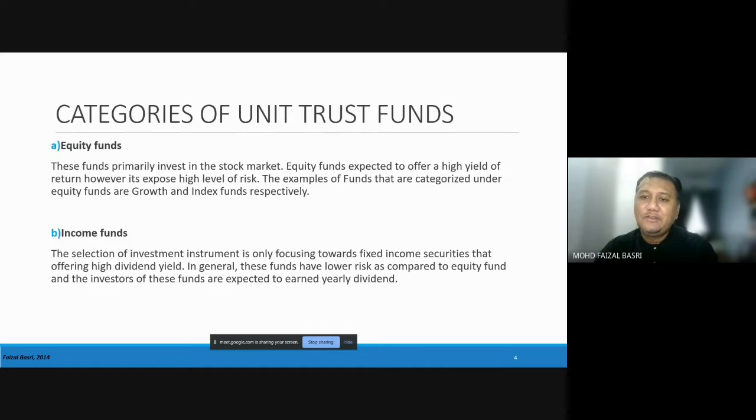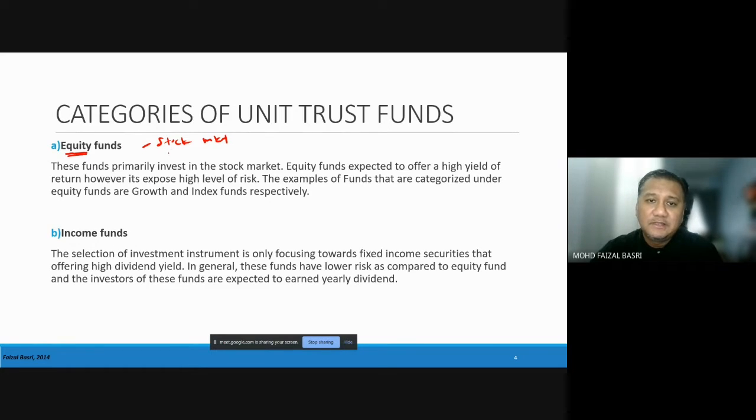Macam saya cakap tadi unit trust ni dia akan invest in a diversified portfolio. Tetapi walaupun dia diversified, there will be some dominant types of investment in any types ataupun any categories of unit trust. First is, we call them as equity funds. Okay, again, if you recall equity here refers to stock market lah selalunya. When we said equity, dia akan refer to stock market. So what does it mean here for equity funds?